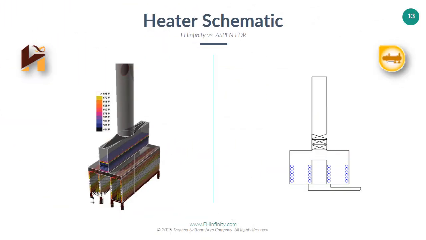First, the heater schematic. While EDR provides basic representations, FHinfinity offers a dynamic, interactive schematic that reflects your exact configuration. It's not just a drawing, it's a live map of your simulation, allowing for easier navigation and error checking.